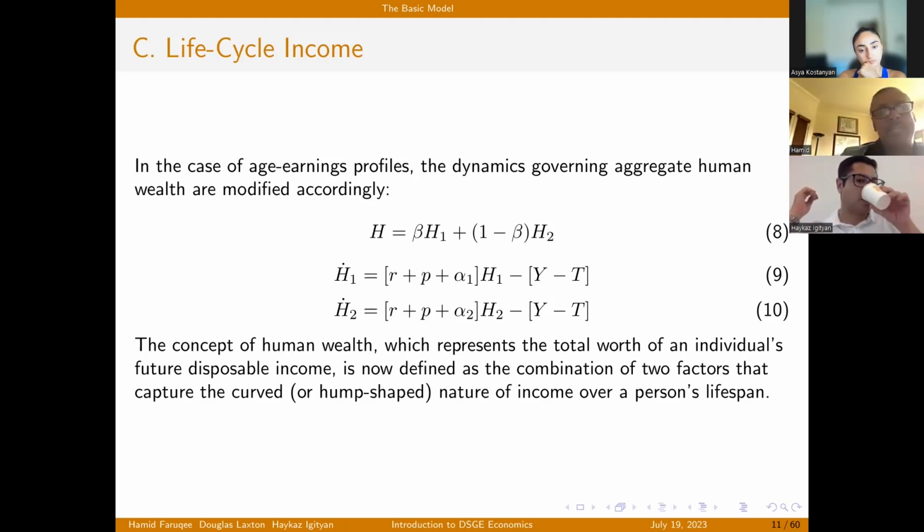And we can talk about that later, but this is to give you some intuition on why the introduction of these life cycle features will help us understand why the effects of government debt will look larger. And the intuition is because private and public discount rates, the wedge between them, will also look larger. Okay, we'll go to the next slide, please.